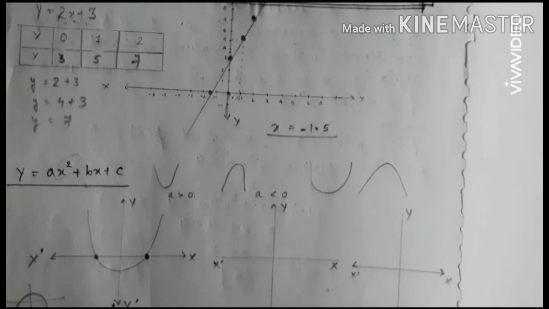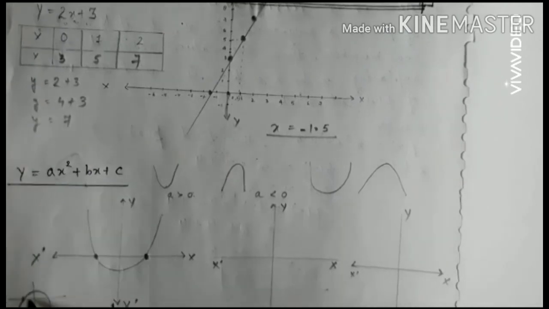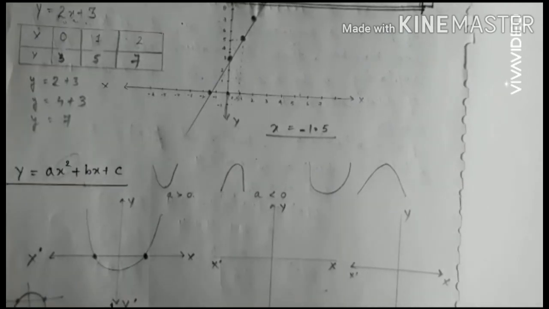Why? Because here the value of a is less than 0. That means it opens downward. So here the number of zeros of the polynomial will be 2. Why? Because it touches the x-axis at 2 points. So we can say that the number of zeros will be 2.